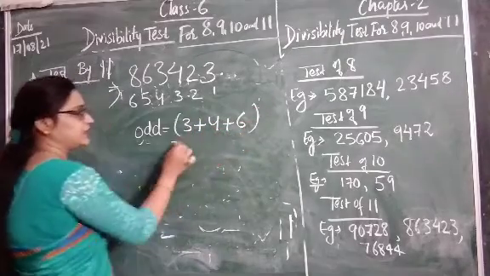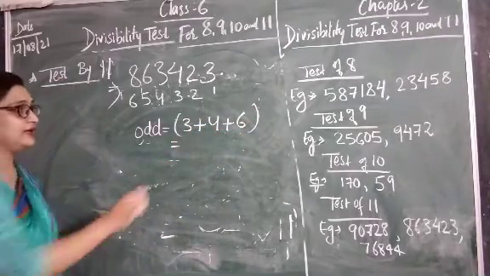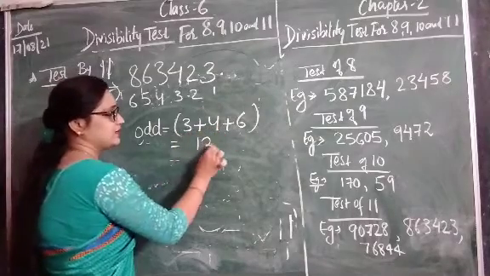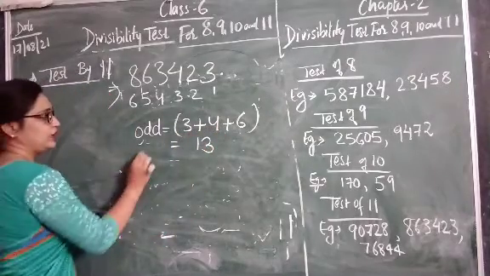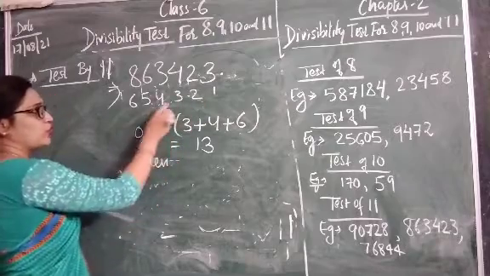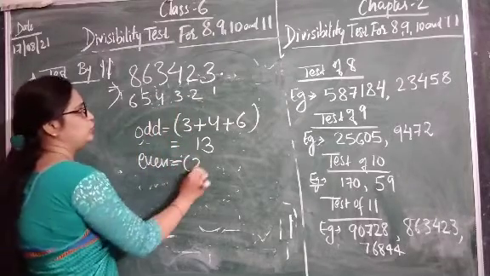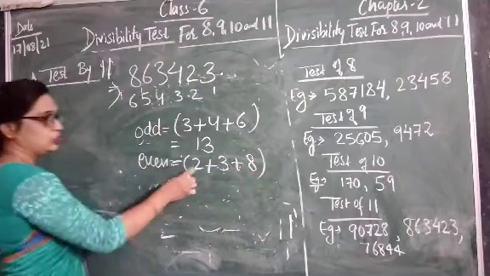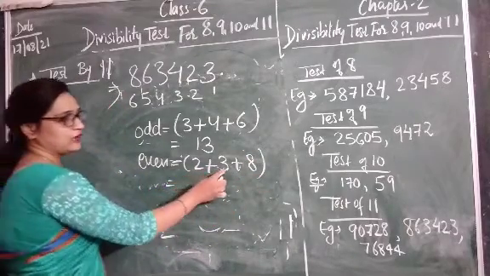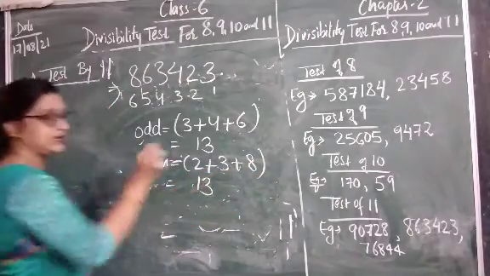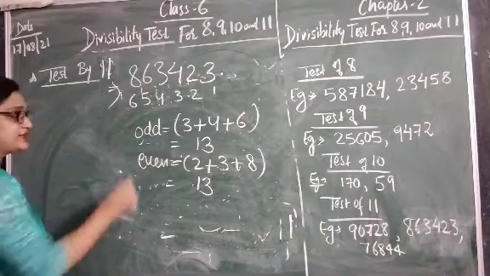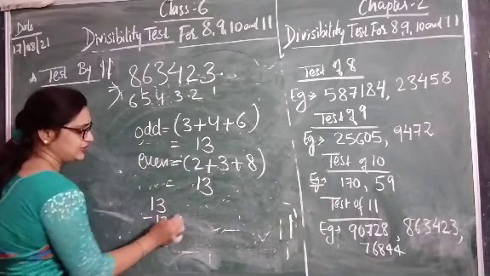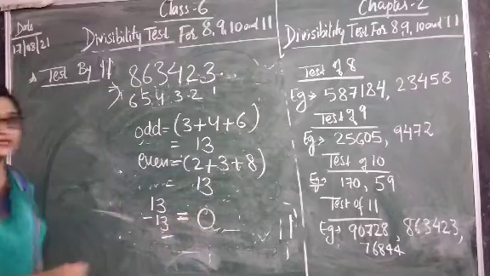Just add them. 3 plus 4 is 7. 7 plus 6 is 13. Now even places, that is 2, 4, 6: 2 plus 3 plus 8. 2 plus 3 is 5. 5 plus 8 is 13. Now make their difference, odd minus even. 13 minus 13 equal to 0.